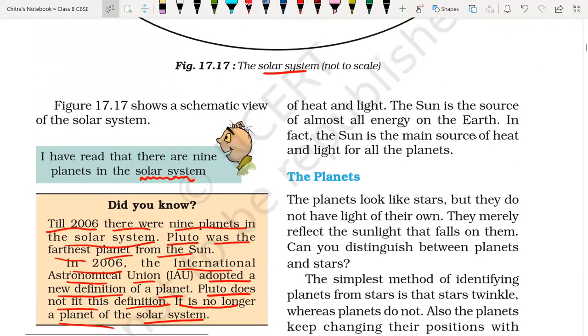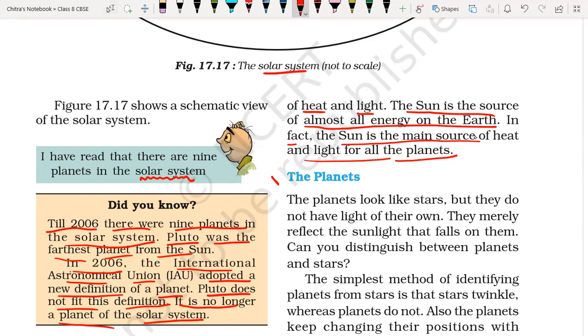It is continuously emitting heat and light energy. The sun is the primary source of almost all energy on the earth. Whatever the different kinds of energy we have on earth, it is due to the sun's energy only. In fact, the sun is the main source of heat and light energy for all the planets of our solar system.